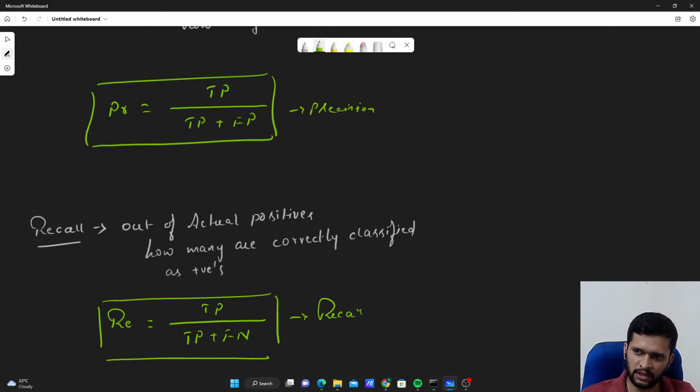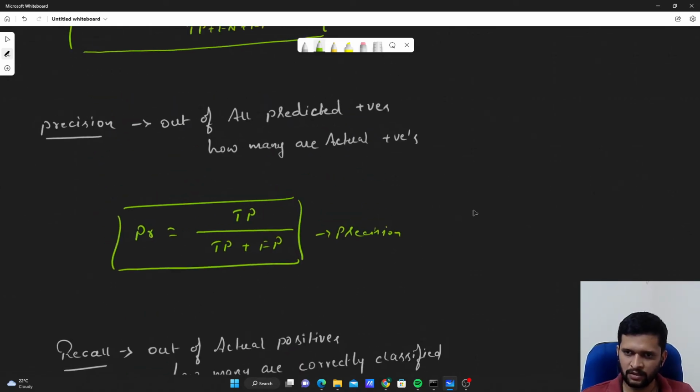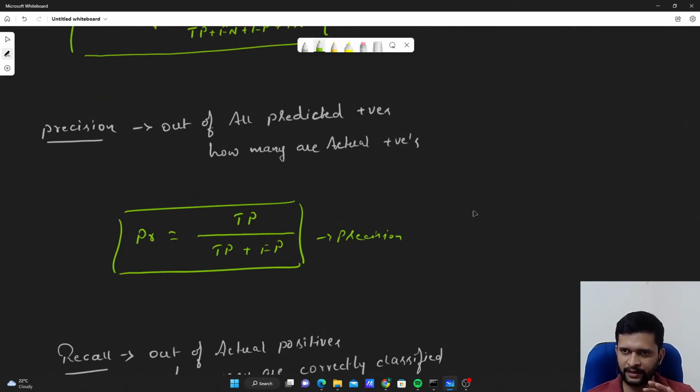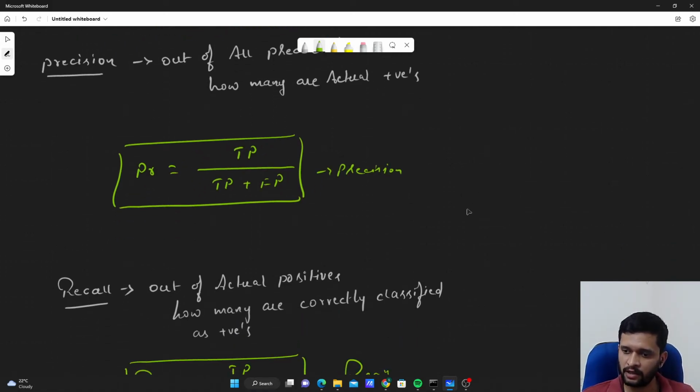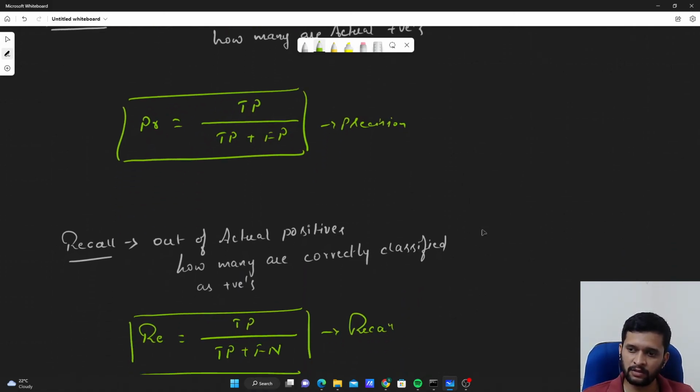So do not confuse them, guys. Precision deals with: out of predicted positives, how many are actual positives, and recall deals with: out of all the actual positives, how many are correctly classified as positives. So precision deals with predicted positives and recall deals with actual positives. So that's the main difference.